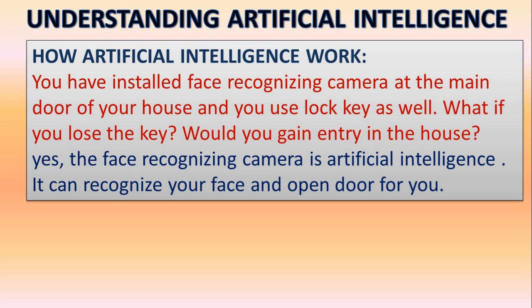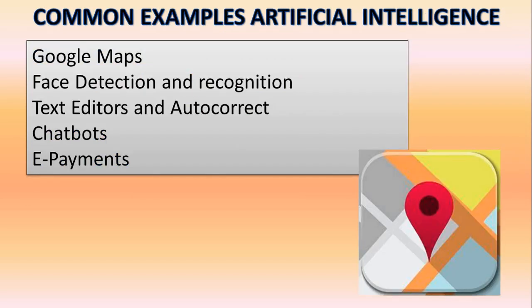So here in this example, the face recognizing camera is an AI application. Got it? So I hope you understood what AI is through this example. Now we will see some common examples of AI, like Google Map. Google Map is used in transport services like the Ola app. We commonly use Google Map.